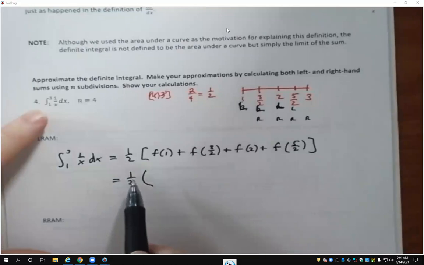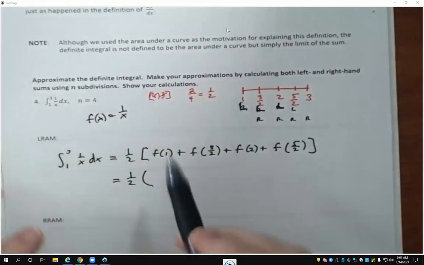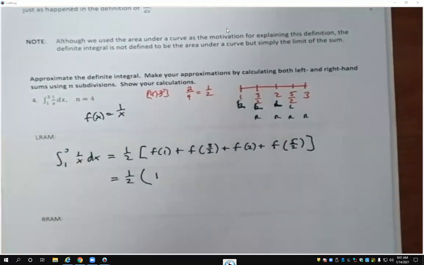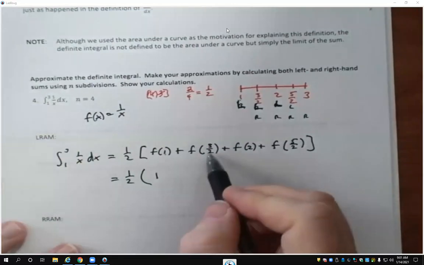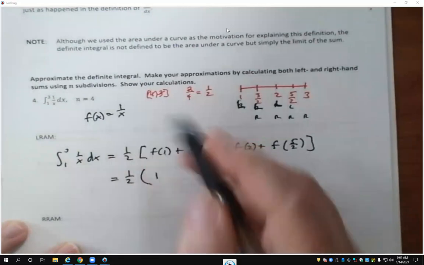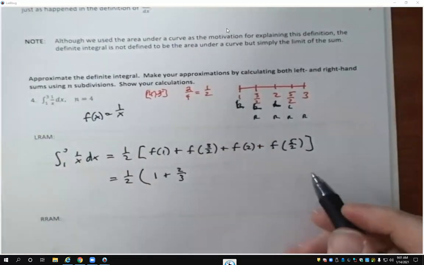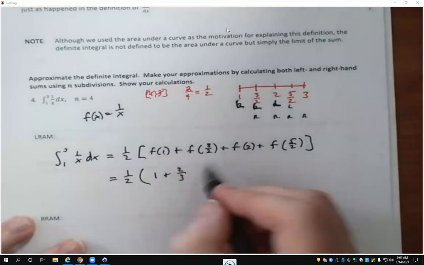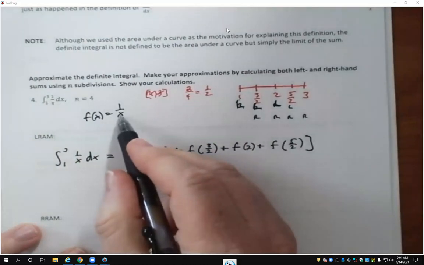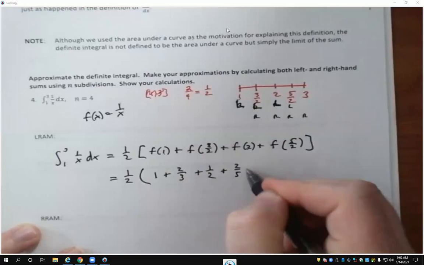Remember, my function is 1 over x. So I'm going to plug a 1 into that. 1 over 1 is 1. I'm going to plug a 3/2 into that. 1 over 3/2 is 2/3. I'm going to plug a 2 in and get 1/2. And I'm going to plug a 5/2 in, and 1 over 5/2 is 2/5.